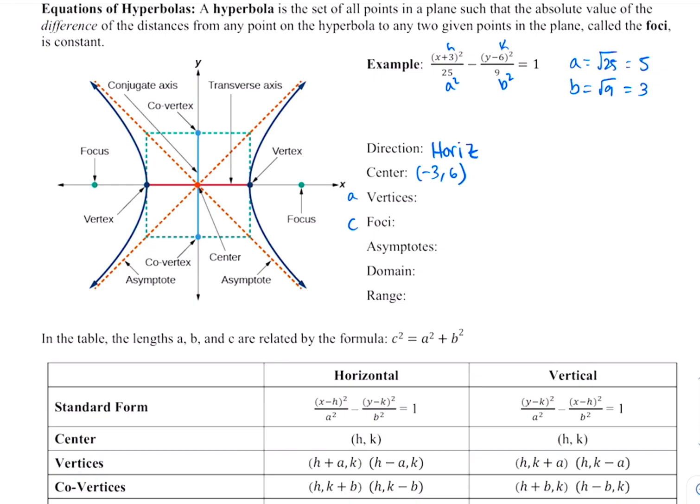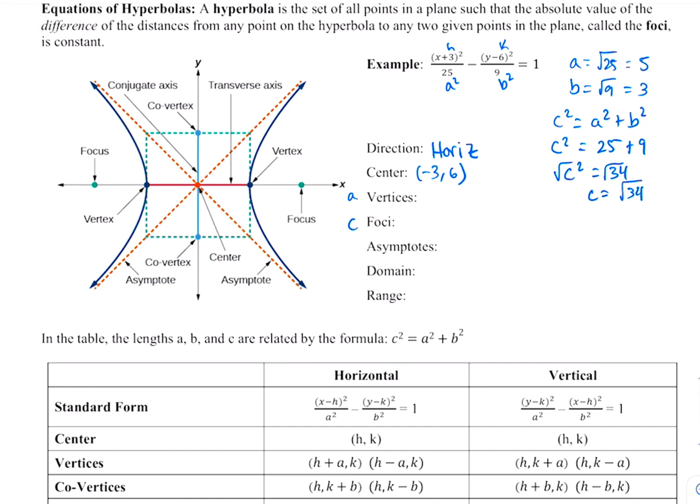Okay. So if I'm using c squared equals a squared plus b squared, I'm just substituting in the numbers that I know. So this will be 25 plus 9. So 25 plus 9 is 34. And then I would need to take the square root of that to get c. And that's not going to simplify. So I'm just going to leave it as the square root of 34.